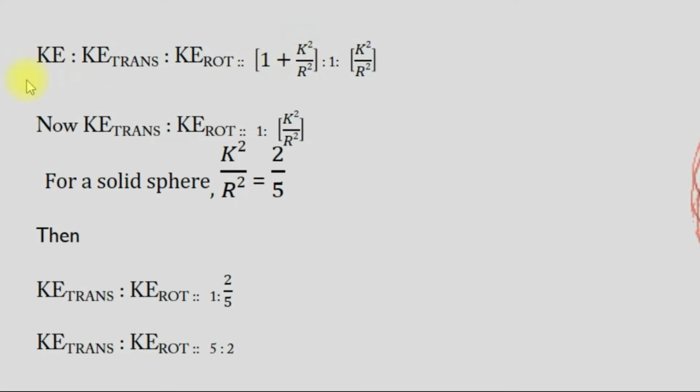The first term is for total kinetic energy, that we need not find. We need to find only the ratio between translational and rotational kinetic energy. So skipping the first term, we have kinetic translational is to kinetic rotational is equal to 1 is to k squared by r squared. For a solid sphere, the value of k squared by r squared is once again obtained from the tabular column, which is 2 by 5. So substituting this value, we have translational kinetic energy is to rotational kinetic energy as 5 is to 2.